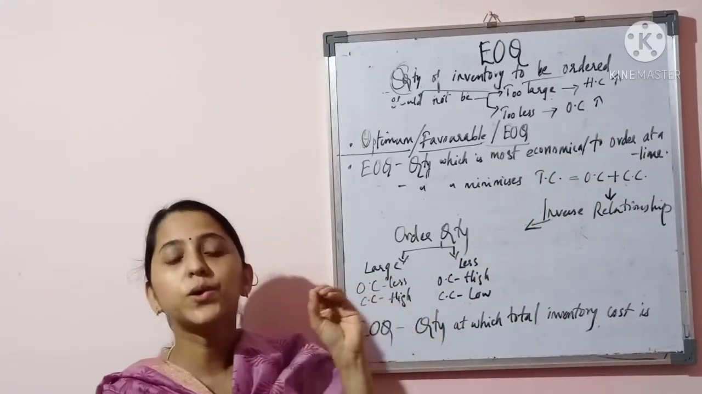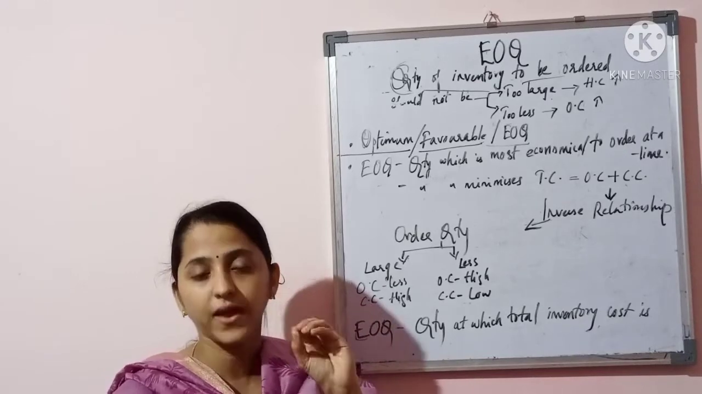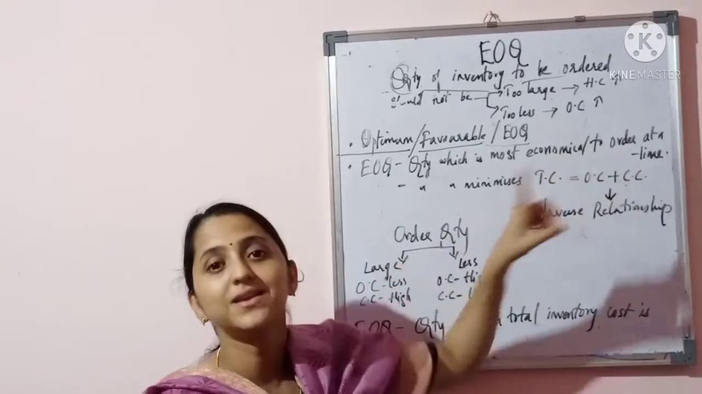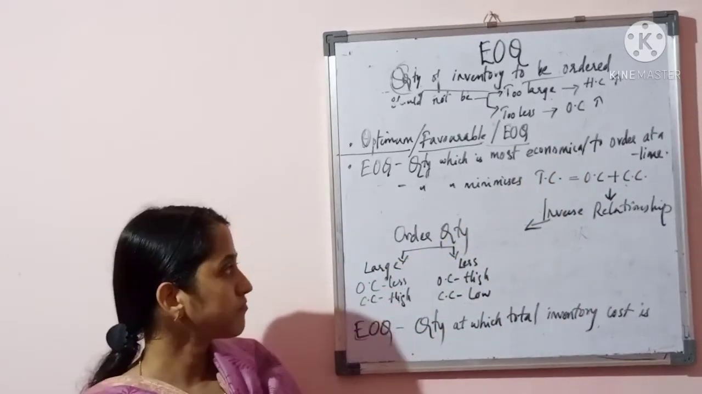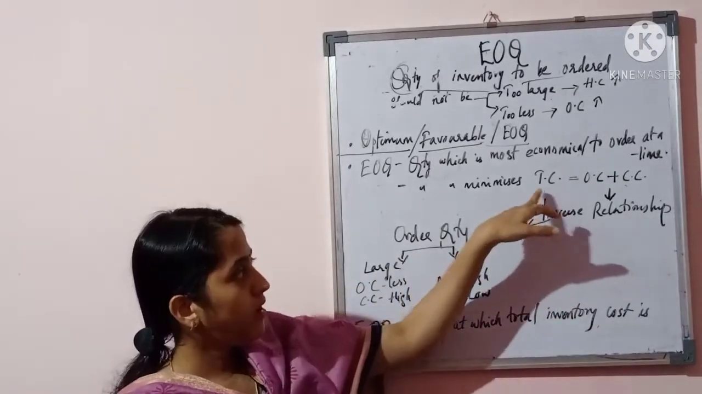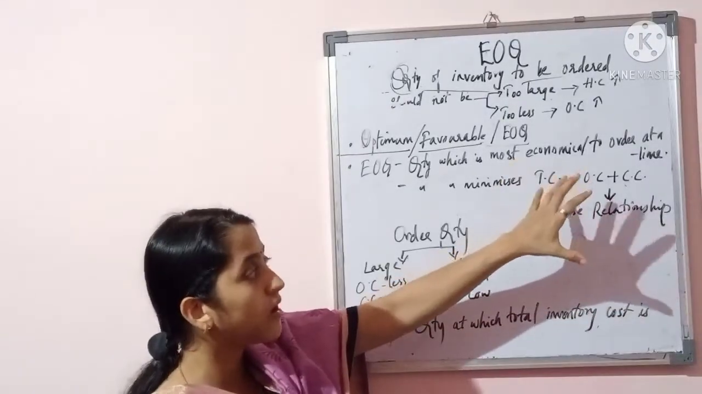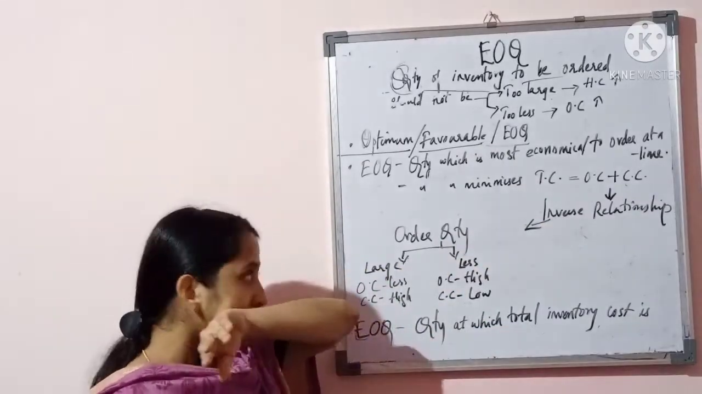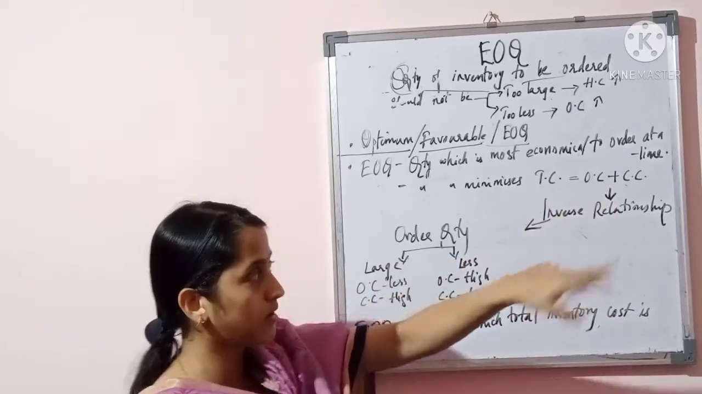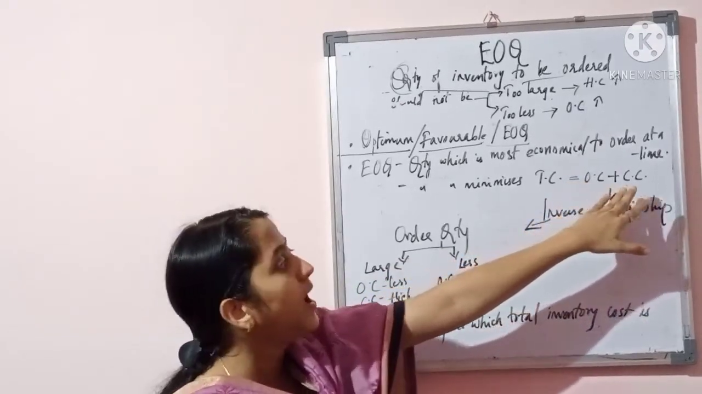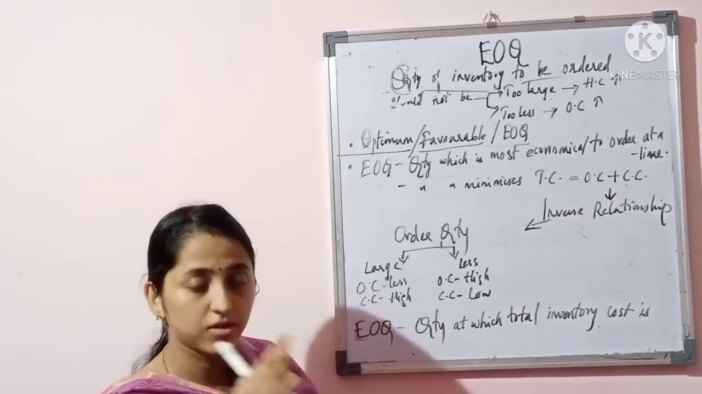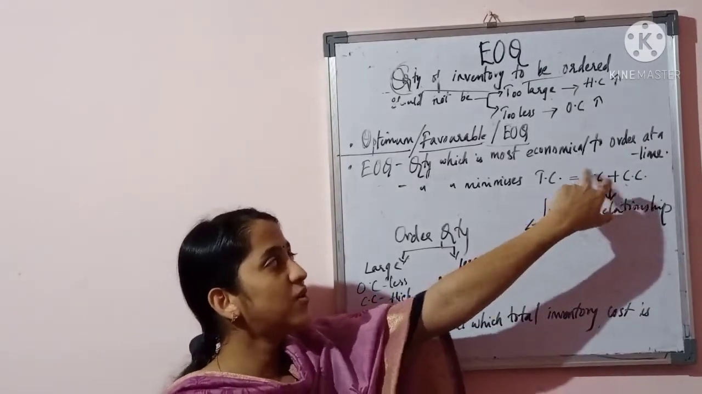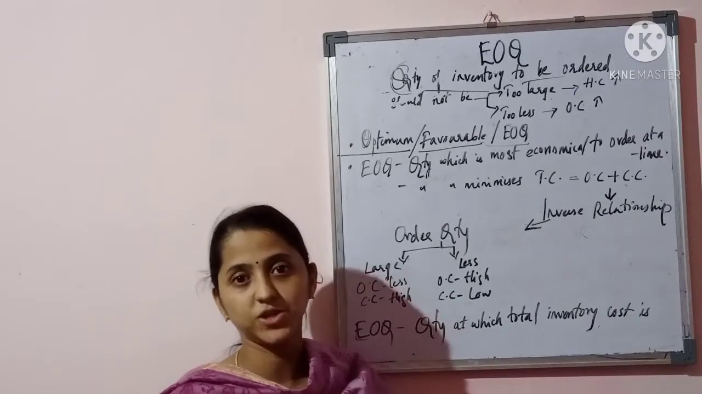That means EOQ represents the most favorable quantity of raw material which we have to order at a time. Okay, now let's see. We have already discussed this. Inventory has mainly two types of cost: ordering cost and carrying cost. Ordering cost is the cost of placing an order, and carrying cost is the cost for storing the inventory. Now, it is said that these ordering cost and carrying cost have an inverse relationship.